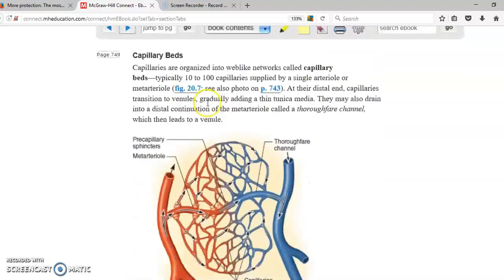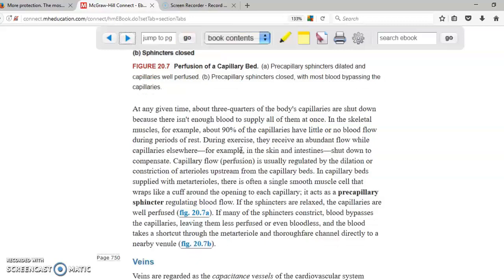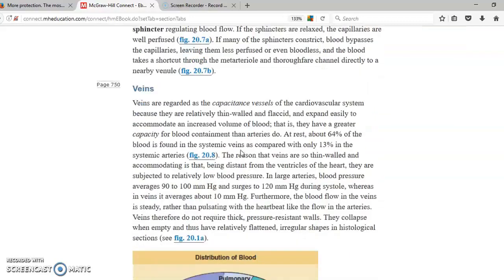So after that we have capillary beds, which are the set of capillaries that you're going to find in between the venule and the arterial. So the blood flows this way and it goes through the capillaries, from the capillaries to the cells, and from the cells to the capillaries. So let's keep going down, and we can see now the veins.